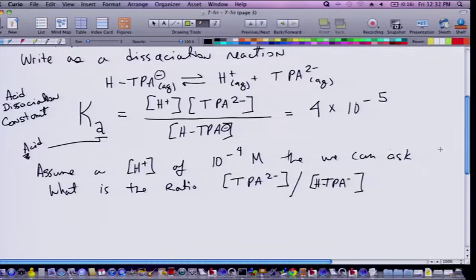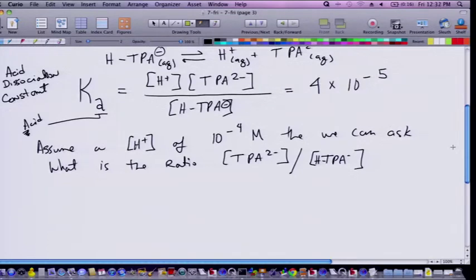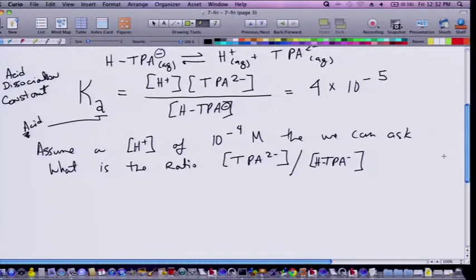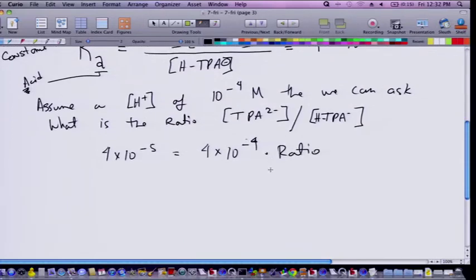So I've written this out just so we can do a very quick and dirty calculation, and then we'll be able to use this data later in plotting some of these results for this particular ion to build up a titration curve. We know that the Ka is 4 times 10 to the minus 5, and we know the proton concentration, and we're multiplying by this ratio, which I've written out in a useful way. If you divide these two out, you'll come up with a ratio: 0.4 is equal to this ratio of TPA over HTPA minus.